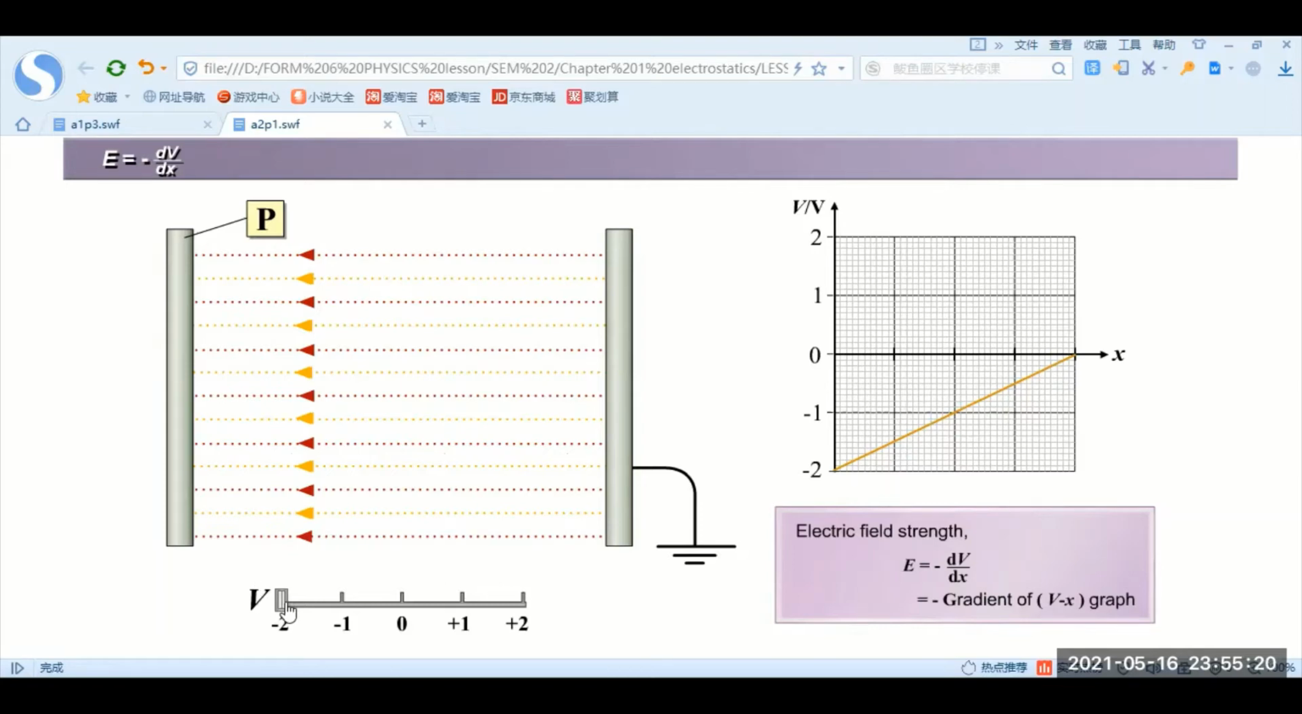But what happens if I change it to positive 2? That means this is the negative gradient, right? So negative dV over dx, where dV over dx is negative. Negative times negative becomes positive. So the electric field from this side to 0 is positive.